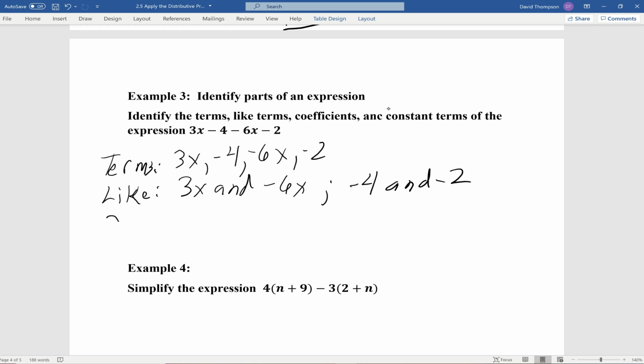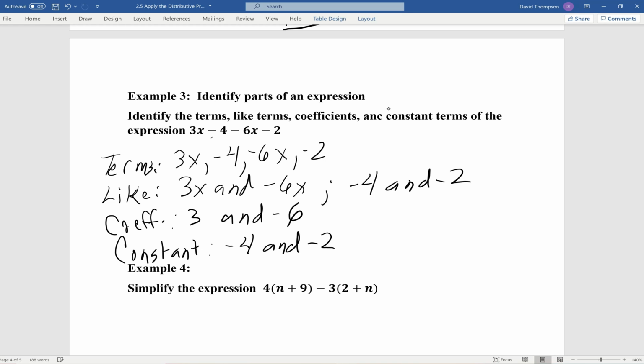My coefficients are the numbers in front of the variables. So my variable terms, if we look at the 3x term, my first coefficient would be 3. My next coefficient would be negative 6. And my constant terms, they're just the numbers that don't have a variable attached to them. So we look at the expression, we have negative 4 and negative 2. Neither one of these, the negative 4 and the negative 2, have a variable attached to it.